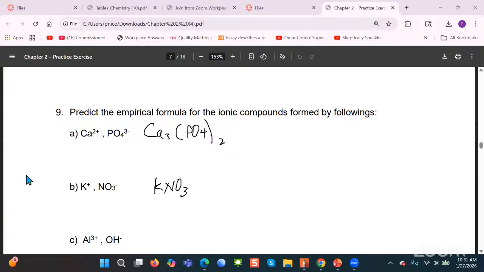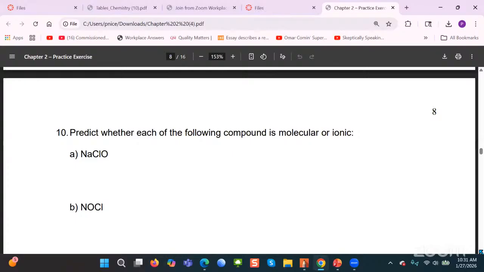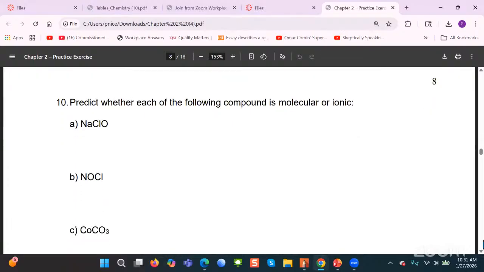Question 9, let me clear this here, and let's scroll down. I want to do as many as these within the time constraints. Okay, number 10 is asking for you to predict whether each of the following compounds is either molecular or ionic. Basically, molecular compounds are made up of exclusively nonmetals. There are some exceptions, but for the most part, that is the case. Ionic compounds involve a combination of metal and nonmetal, all right? So what do you think the answer is for A? Is that ionic or molecular?